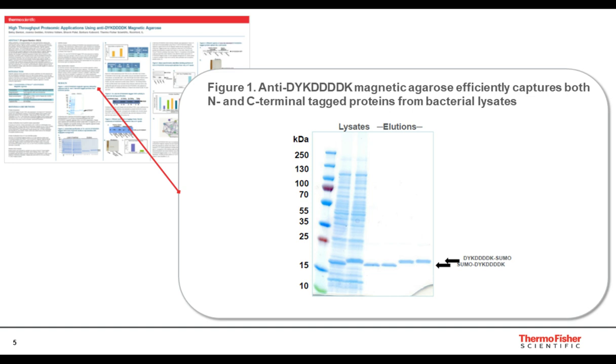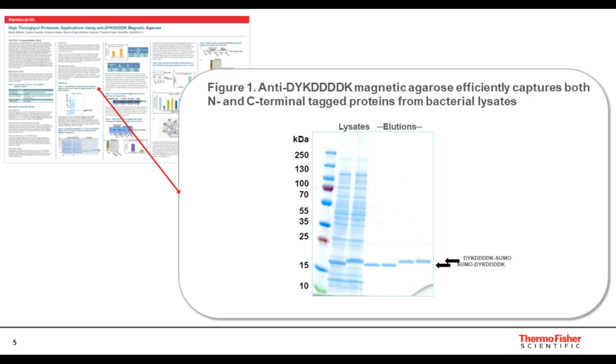Figure 1 shows the purification of N and C-terminal flag-tagged SUMO protein that were overexpressed separately in E. coli. The proteins were captured with 12.5 microliters of settled anti-flag magnetic agarose, washed, and then eluted with 0.1 molar glycine with a pH of 2.8. The stain gel shows each lysate and the purified proteins in duplicate. Negligible nonspecific binding to the beads resulted in high purity protein recoveries as shown.